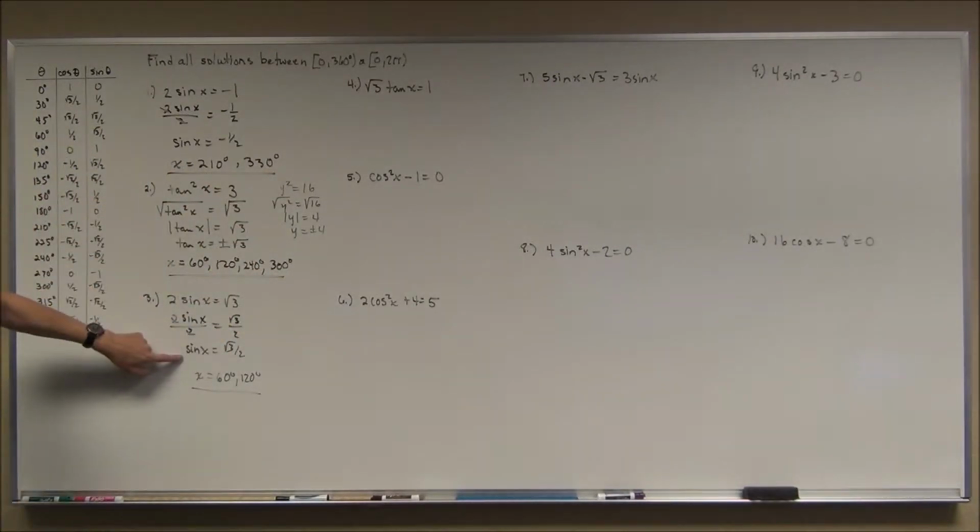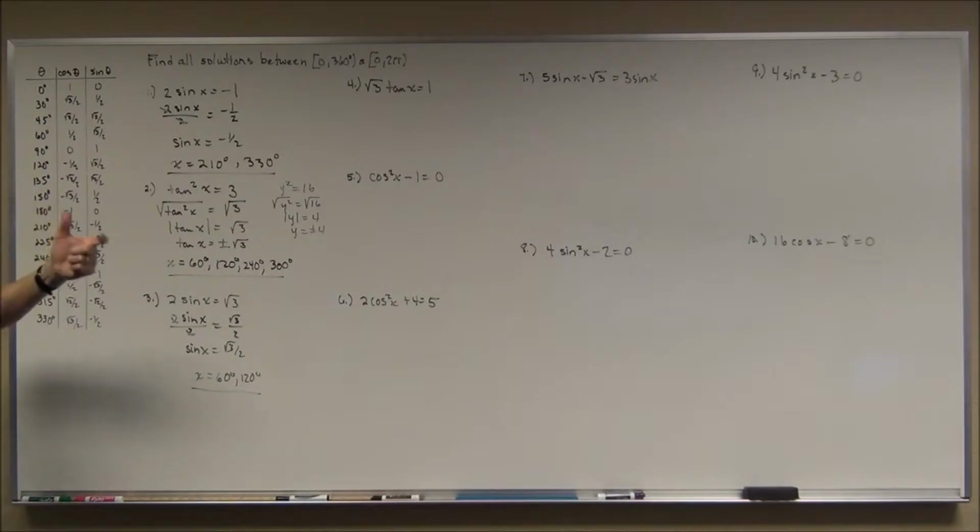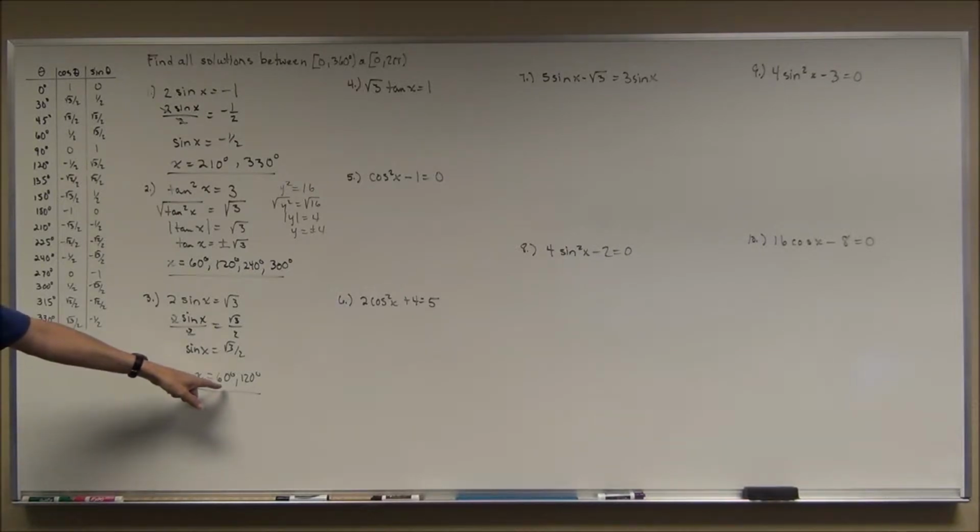Isolate the trig function, then refer to the table, or from your memory, you should have these memorized by now, to find those angles. And again, I'm just doing all my angles in degrees. This is the same as pi over 3, and this is the same as 2 pi over 3.